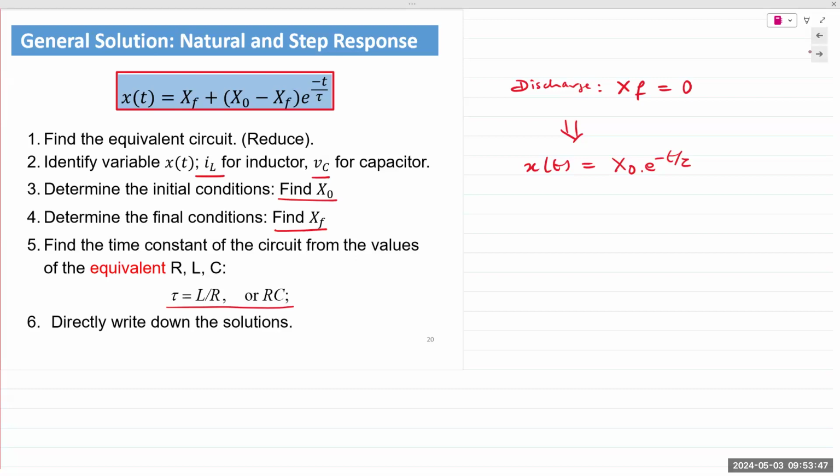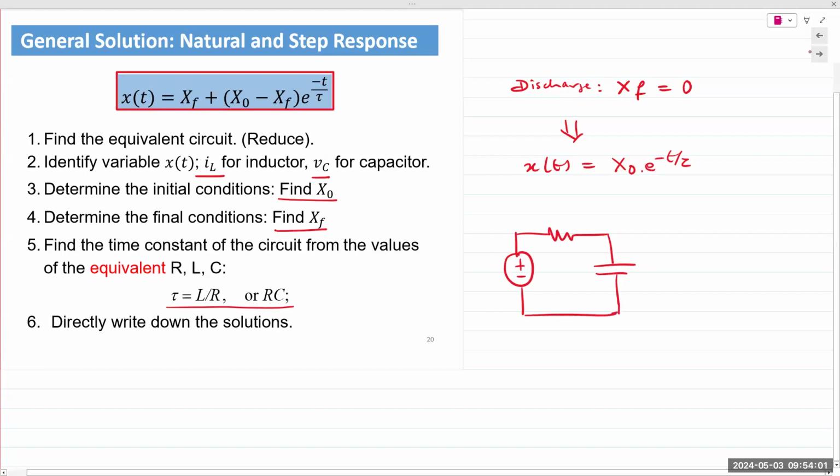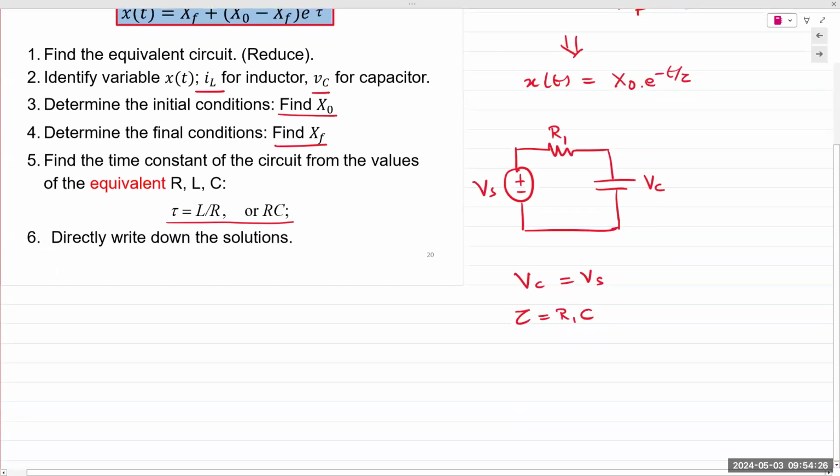So let me address point number one. It says find the equivalent circuit, right? So what does it mean? Let's say I have a circuit like this, voltage source being applied to this capacitor. Eventually, that capacitor voltage will equal the source voltage, Vs. Vc will equal Vs. And this is R, or let's say R1. So my time constant tau will be R1 times C. Easy enough.